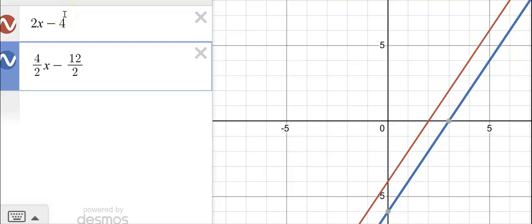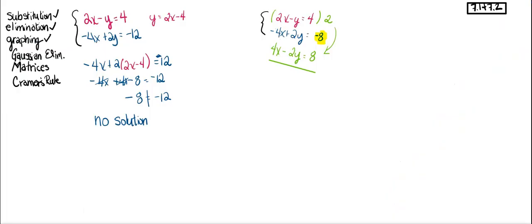Graphically, that means those lines are never going to intersect, so they are parallel. I made the red one, I solved it for y, which gave me 2x minus 4. And then the blue one, I solved for y also, but I didn't simplify because I wanted you to see where it came from. It's 4 halves x minus 12 halves, which is the same thing as 2x minus 3. So they have different y-intercepts, but they have the same slope. In the real number system, they never intersect. Therefore, there is no solution.